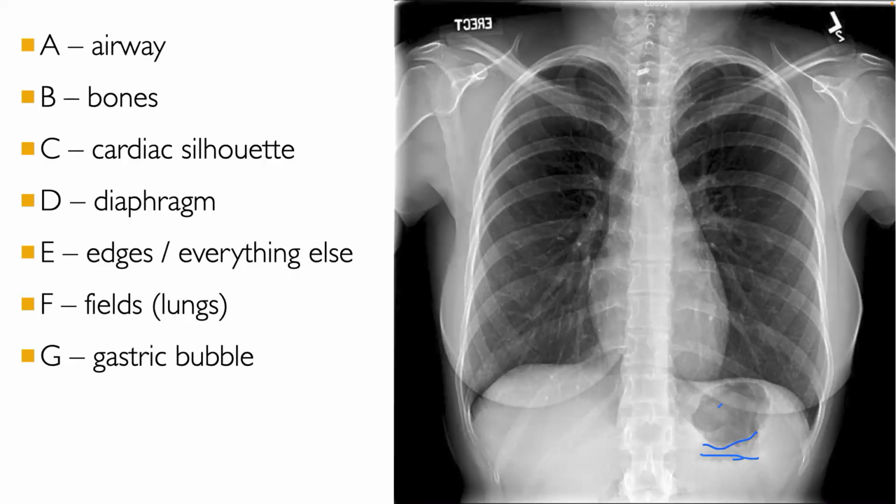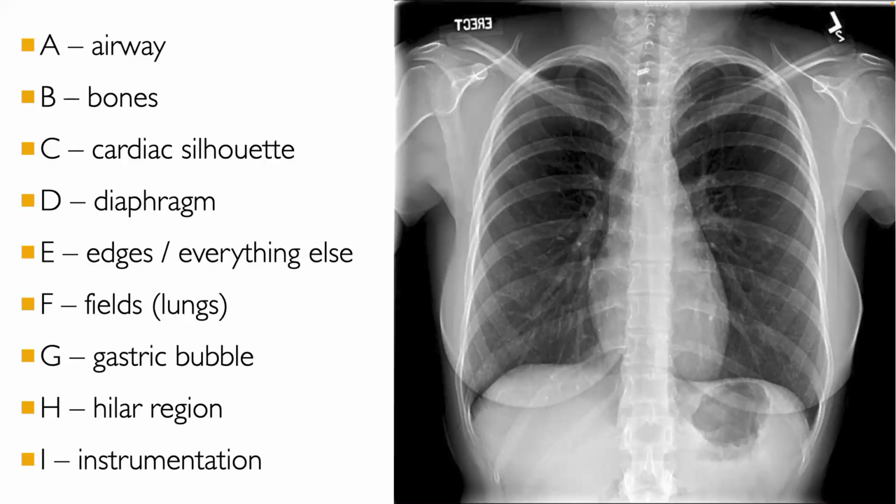But is the gastric bubble itself above the diaphragm? If it's above the diaphragm, we know that's not a good thing. It means we're potentially looking at a ruptured diaphragm. Hilar regions. Okay, what we talk about with kids is the bronchial cuffing or just the air bronchograms. You can see lymphadenopathy from there. And then anything else instrumentation-wise, chest tubes and all this stuff are pretty obvious.